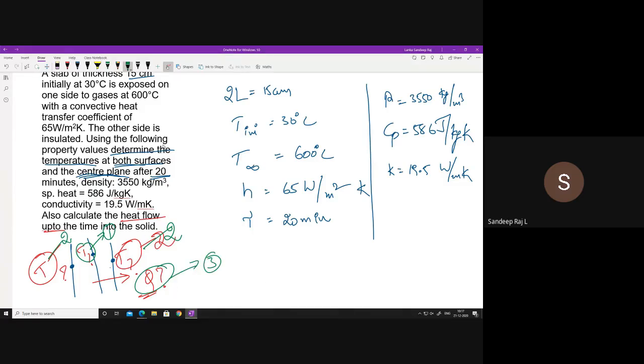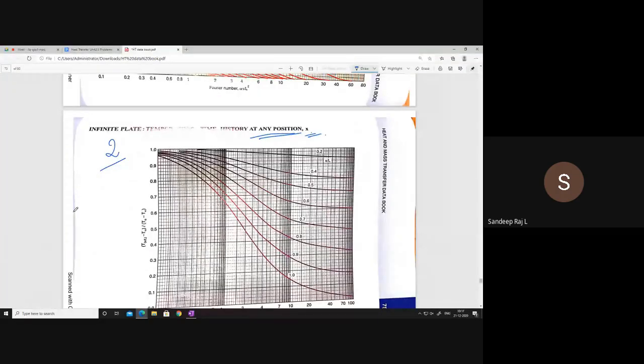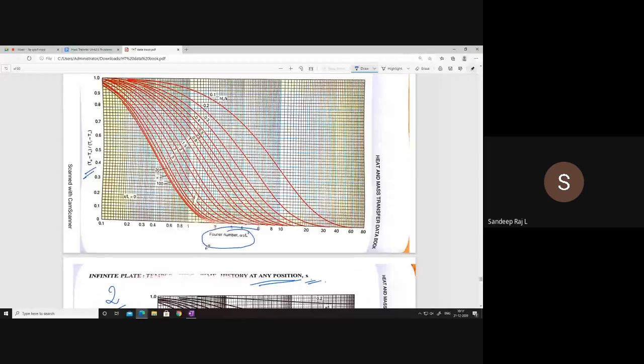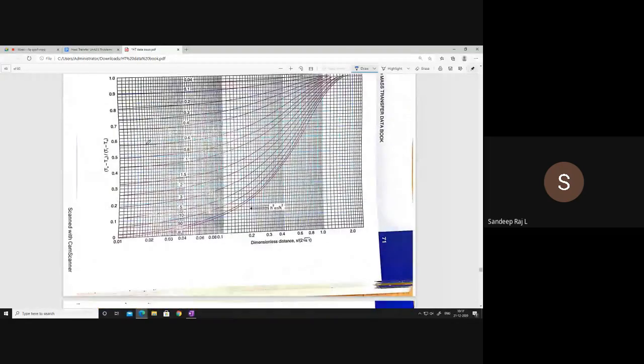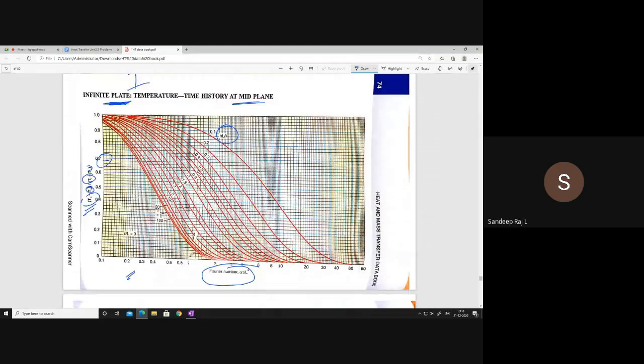So go to the data book and look at all those things. Calculate the x-axis value first, then get the hL by k value. After getting the hL by k value, you will get the corresponding y-axis value. In the y-axis value, Ti is known, T infinity is known to you. Only unknown is T naught. You'll be in a position to calculate T naught from this, which gives the temperature at the center plane. According to him, the center plane temperature is T naught, Ti is the initial temperature, and T at x by L is at some x. Using this, you will get T naught, the center plane temperature. You are done with the center plane temperature here.